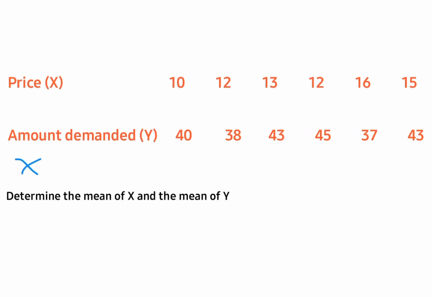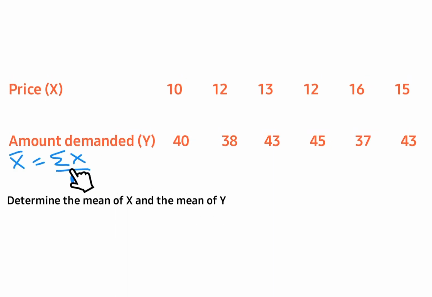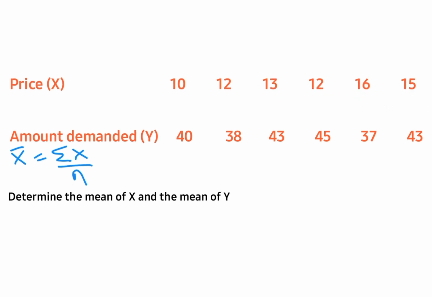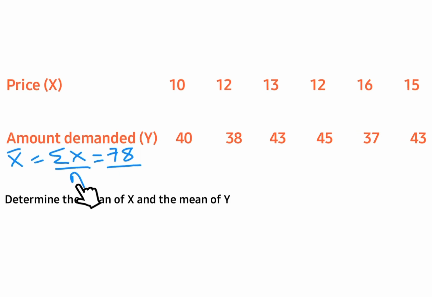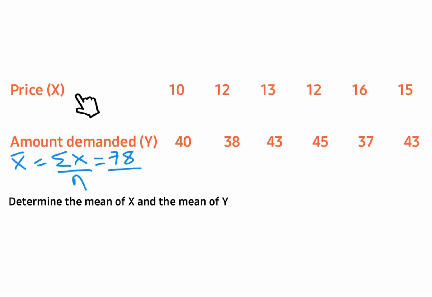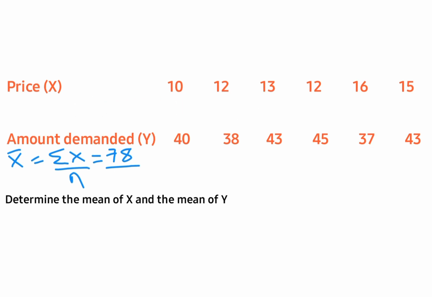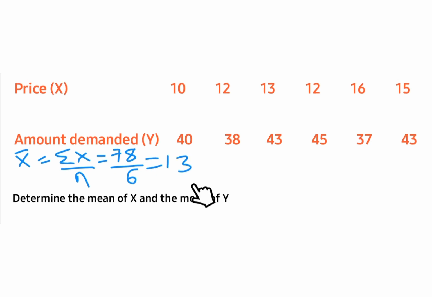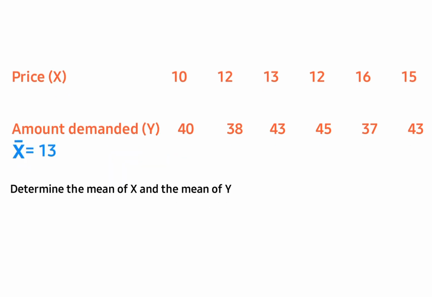Mean of X, X bar, equals summation X over N. Summation X simply means the addition of all the X values. And here we go now, 10 plus 12 plus 13 plus 12 plus 16 and lastly plus 15 gives us 78 over N. N simply means the number of observations in the X series. So we'll count 1, 2, 3, 4, 5, 6. 78 divided by 6, which is 13. So we succeeded in determining the mean of X.